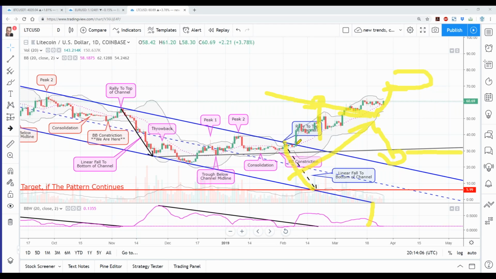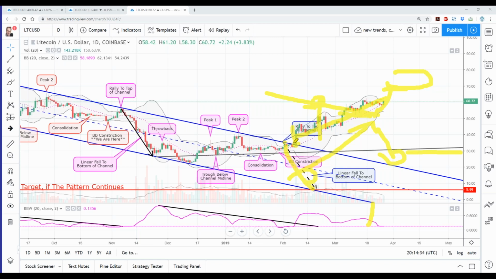But it finally broke out. When it broke out of this channel and we had verification of this breakout with volume, we had the candle that gave us the breakout, we then could have traded into the rally. And we could have measured, and I'll show you how we measure, how far we expected the target level and where we would put our stop loss. But this is a perfect example of a breakout.